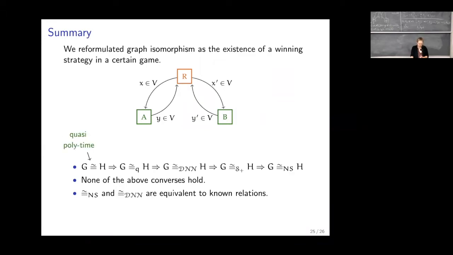And the last thing I want to summarize is in regards to the complexity of testing these relations, right? So isomorphism, to the best of our knowledge, is quasi-polynomial time.